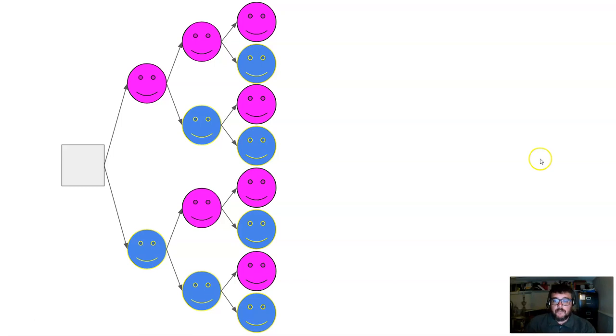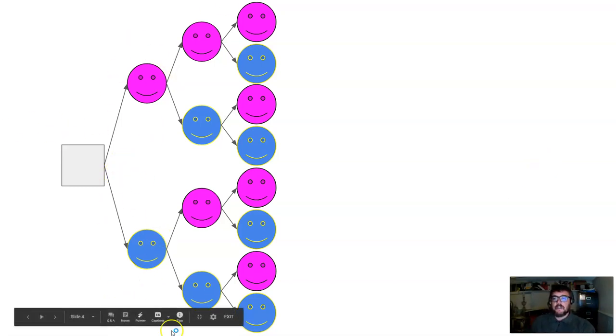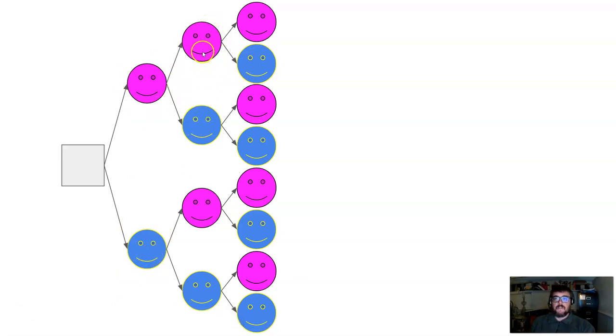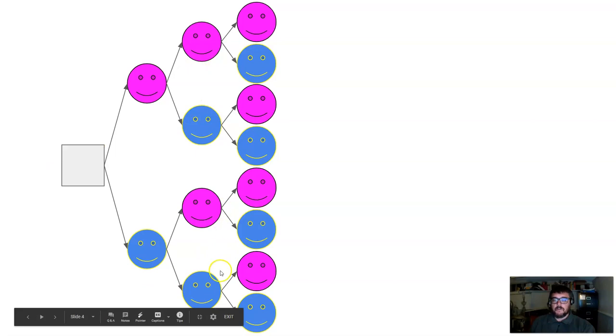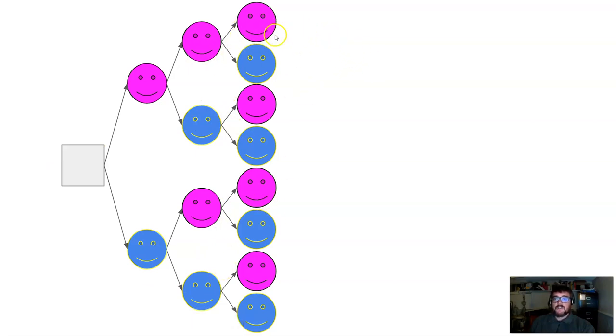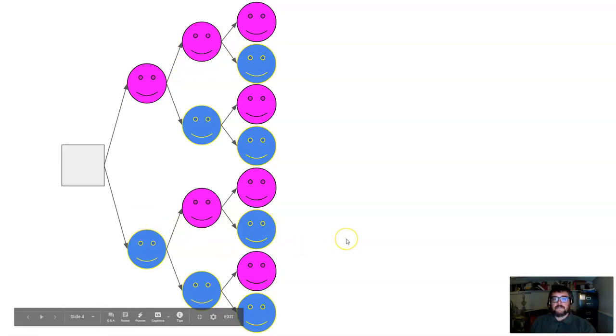So here we are. You have a family. The first smiley face it has is either pink or blue. And then the next stage, each of those successive smiley faces is either pink or blue. And then the final stage, once again, we've got pink or blue. So we've got a tree with 3 choices leading to 8 different outcomes.